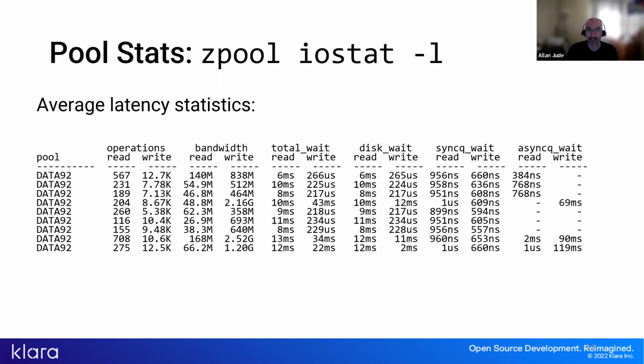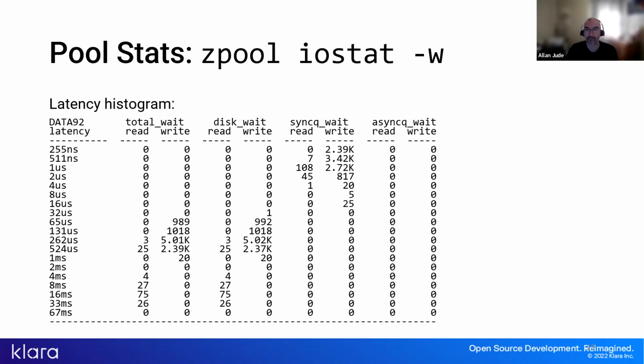And then we see how much time was spent waiting for the disk versus waiting in the queue versus waiting in the async queue and so on. But from this, we see that the average write took 266 microseconds, but it doesn't tell us if some of the writes were really slow. And for that, we can go to the histogram. And this time we see that more than 2,000 of the writes actually took more than 524 microseconds. It was just the fact that there were some that only took 65 nanoseconds that dragged that average down.